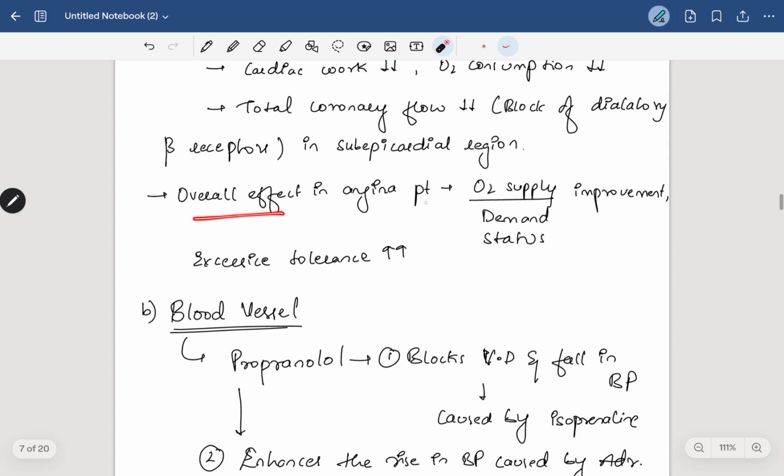The overall effect in an angina patient will be an improvement in the oxygen supply upon demand status. That is, for any tissue or organ, the oxygen supply is increased relative to the demand of that organ. How much oxygen that organ needs, more than that we are able to provide. So that effect is seen in angina patients, as well as there is increase in exercise tolerance.